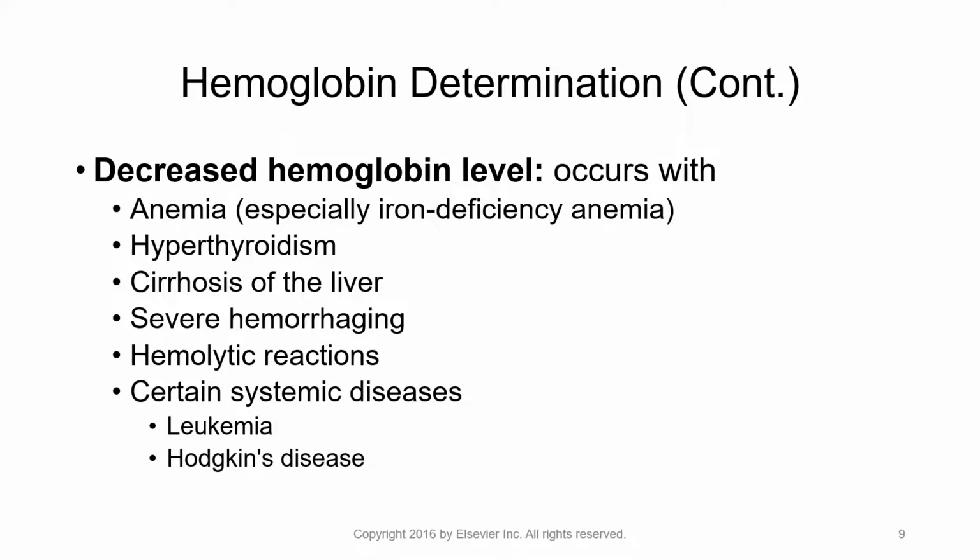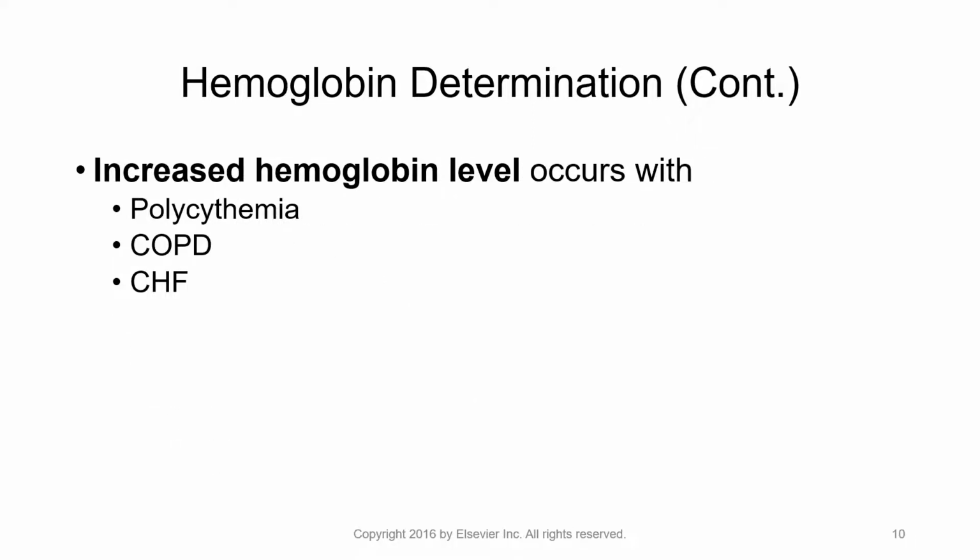Hyperthyroidism will cause decreases in hemoglobin, overactive thyroid, cirrhosis of the liver, severe hemorrhaging, bleeding, internal or external, hemolytic reactions. Hemolysis, of course, is the breakdown of blood, and certain systemic diseases like leukemia or Hodgkin's disease. An increase in hemoglobin levels, polycythemia, extra cells, COPD, chronic obstructive pulmonary disease, or CHF, congestive heart failure.